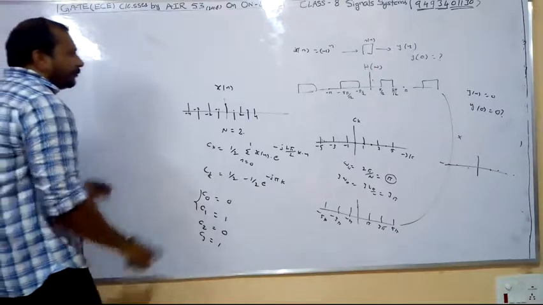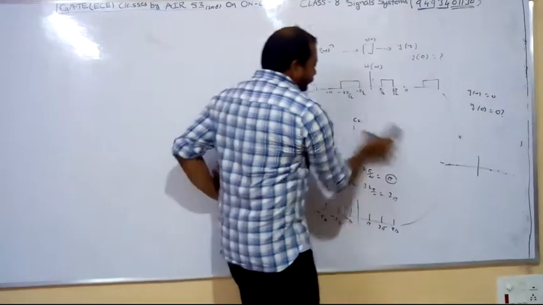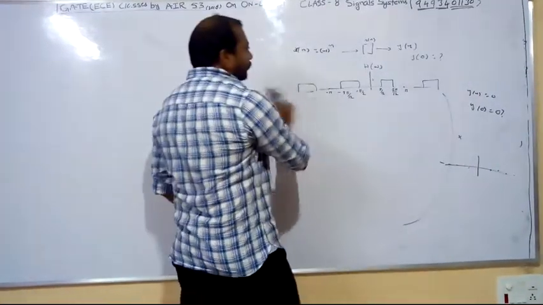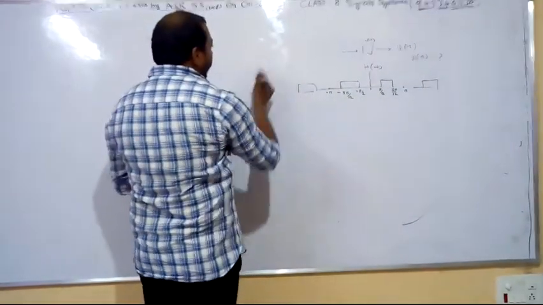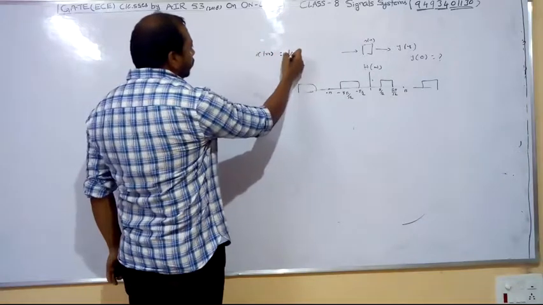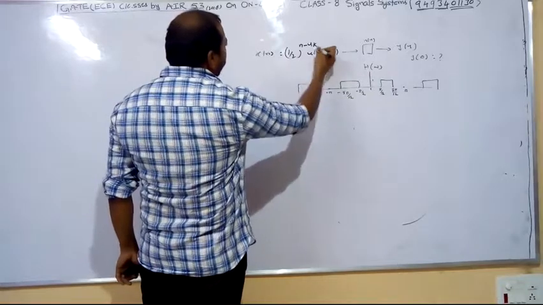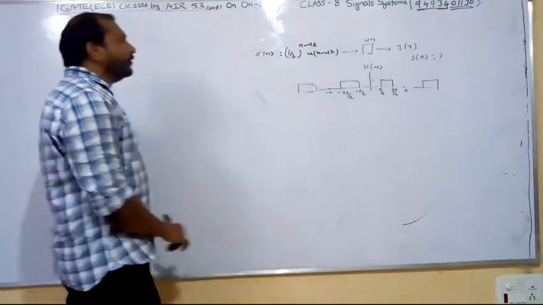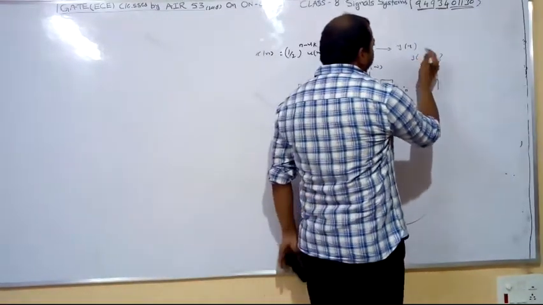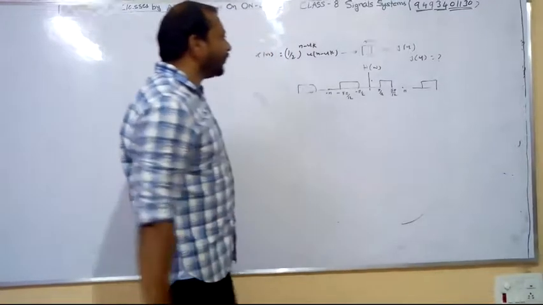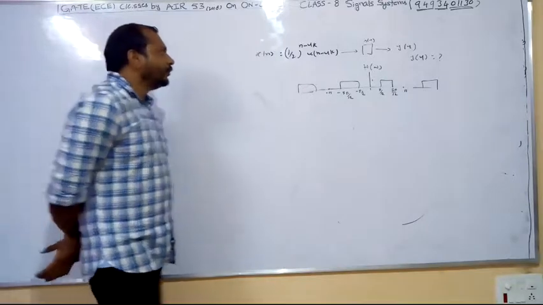Then, one more question of similar type. Consider x of n equal to 1 by 2 whole to the power n minus 4k, u of n minus 4k, given as an input to this filter, and they ask for the value of y of n at n equal to 4. Y of 4 is how much, they are asking. This filter characteristics only, everything. 1 by 2 whole to the power n minus 4k into u of n minus 4k.